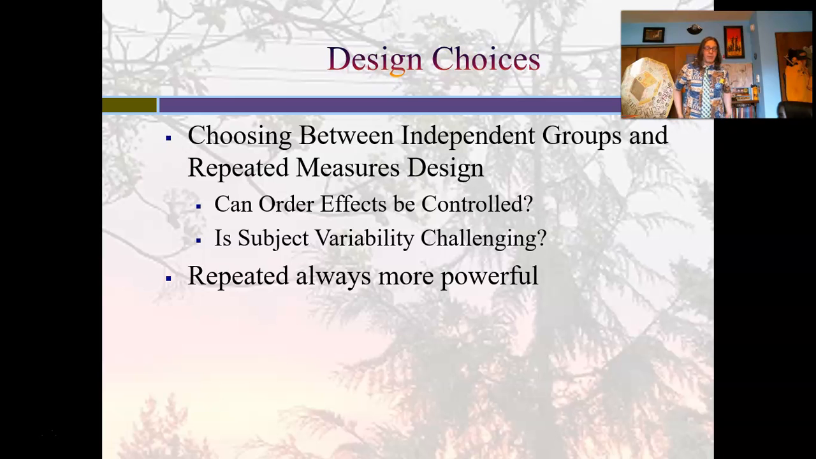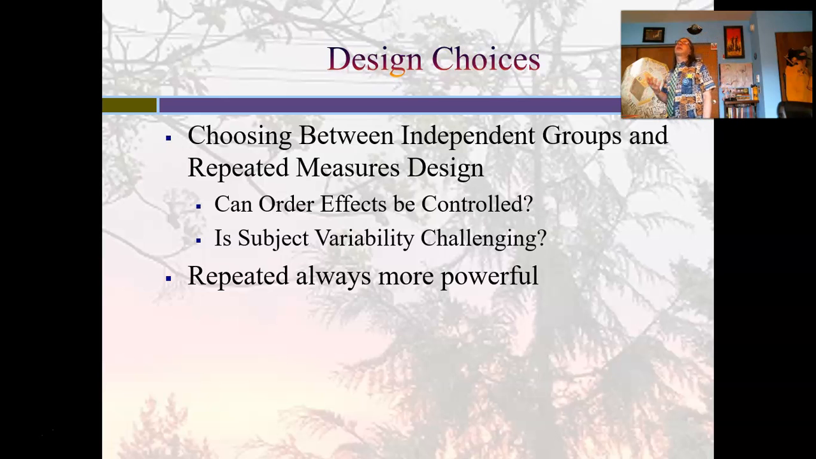So how do you decide whether or not you want to do an independent group sample or repeated measures design, or a between or repeated design? Well, the first thing is, can order be controlled? If order can be controlled and it's not a problem, do repeated because it's cheaper and you have more power. Is subject variability challenging? Then maybe you want to do repeated. If there's going to be a lot of subject variability, maybe you want to control it.